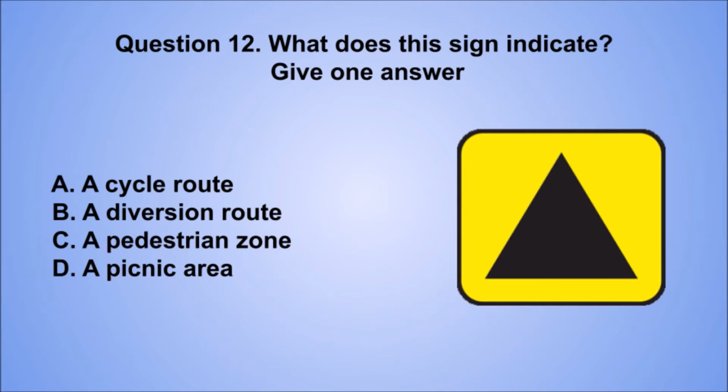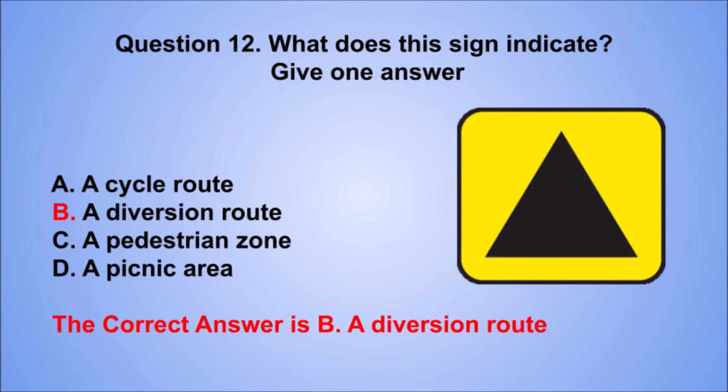Question 12. What does this sign indicate? Give one answer. A. A cycle route. B. A diversion route. C. A pedestrian zone. D. A picnic area.